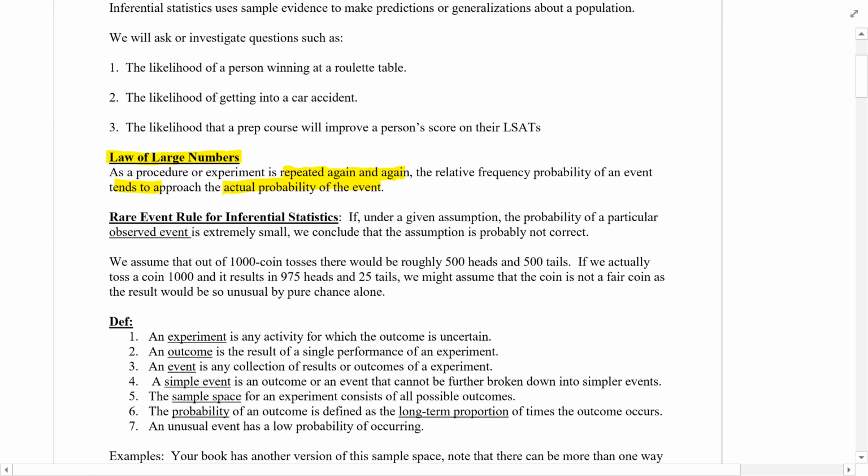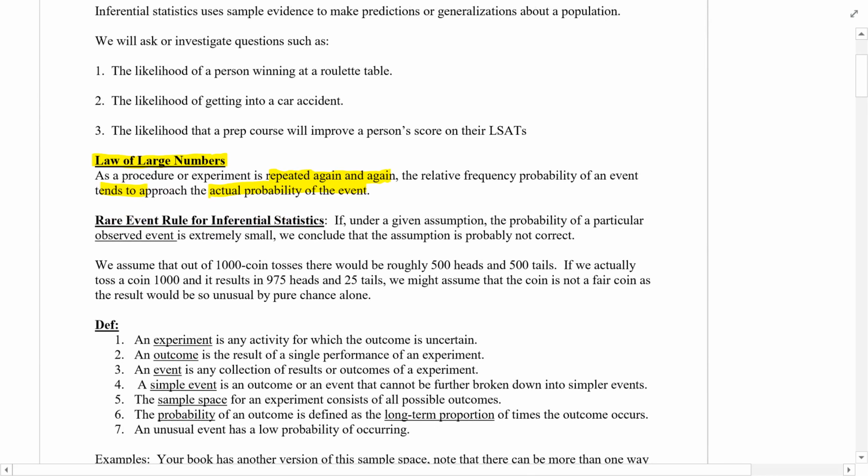Now, we consider an event to be rare if, under given assumptions, the probability of a particular observed event is extremely small, and we conclude that the assumption is probably not correct. So, for example, if we assume that out of 1,000 coin tosses there would be 500 heads and 500 tails for a fair coin, and we actually toss the coin 1,000 times and it results in 975 heads and 25 tails, we might assume that the coin is not fair, right? As the result would be unusual by pure chance alone.